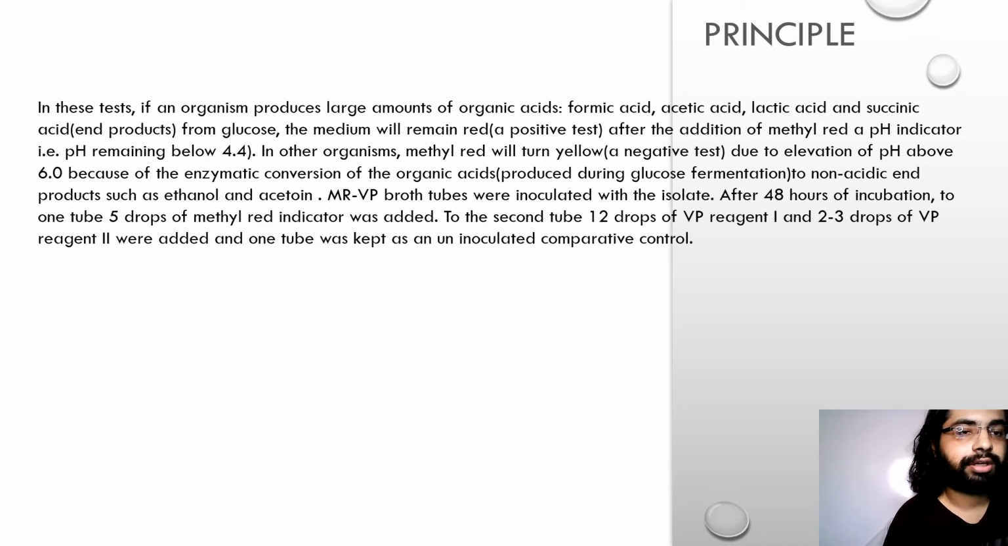MRVP broth tubes were inoculated with the isolate. After 48 hours of incubation, 5 drops of methyl-red indicator were added to one tube. To the second tube, 12 drops of VP reagent 1 and 2 to 3 drops of VP reagent 2 were added, and one tube was kept as an uninoculated comparative control.